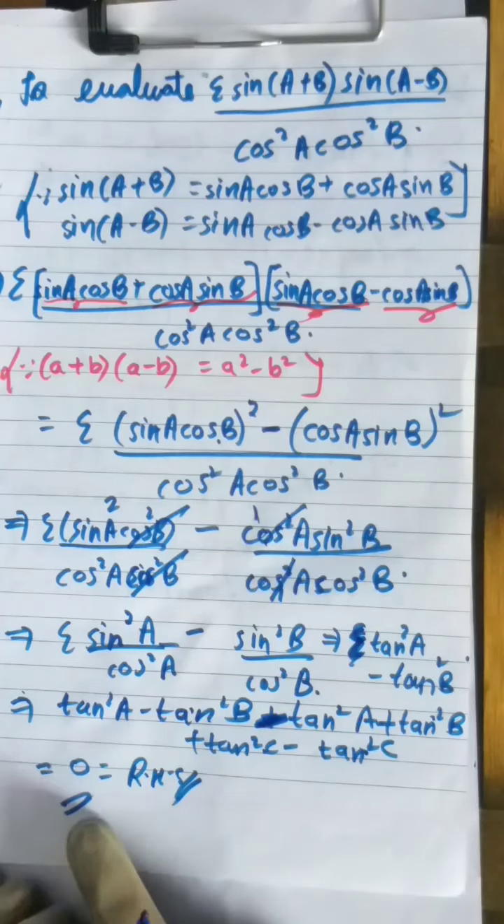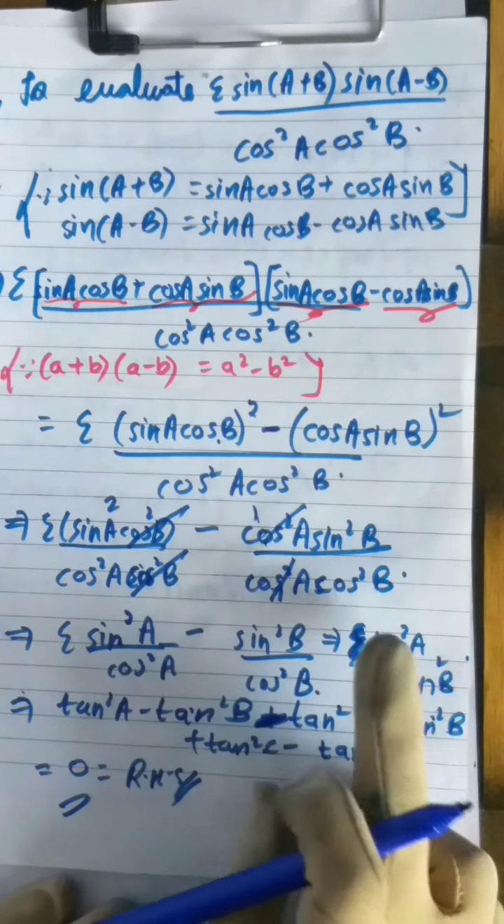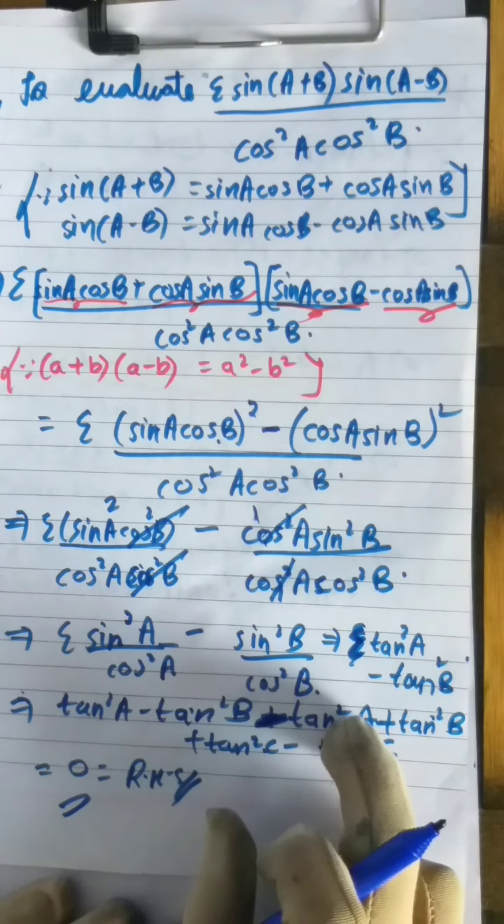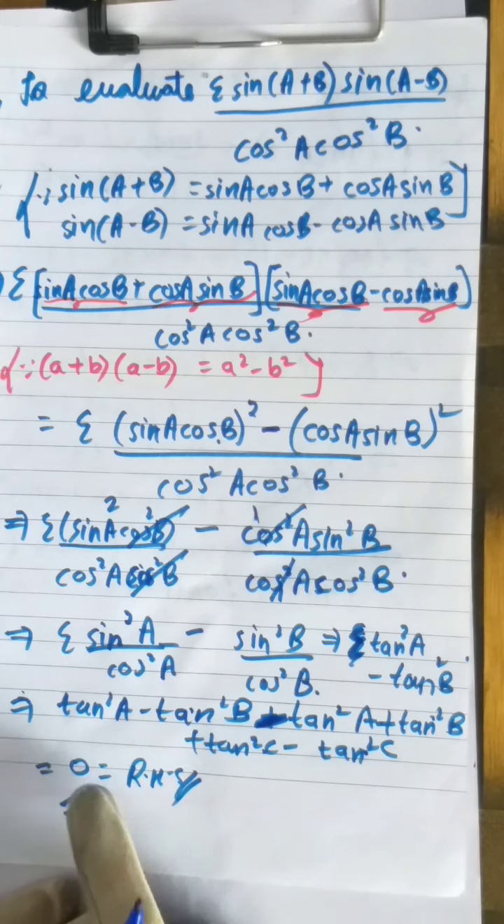It is 0. Okay. Remember, whenever we have summation tan²a minus tan²b, if we have plus tan²a, we'll also have minus tan²a. If we have minus tan²b, we'll also have plus tan²b. So all will get cancelled and we'll have the answer as 0.